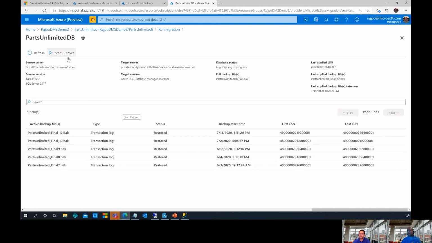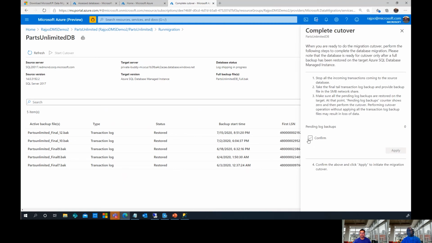When you really want to do the migration cutover to finish your migration, that is the time that you stop all the incoming traffic that is coming into your source database. In this case, it is a 2017 instance, and then you take a final log backup, and then you provide that log backup to the DMS, and DMS will upload and restore. Once the restore is done, you simply hit a start cutover button so that you can really finish your migration.